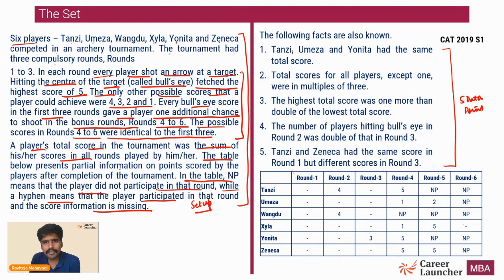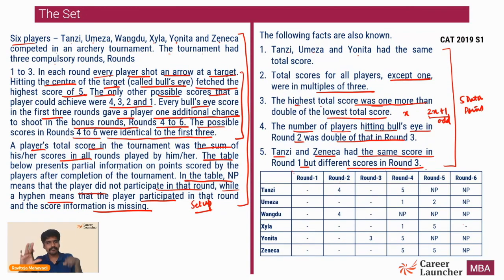And some additional facts are given. T, U and Y had the same total score. Total scores of all players except one were multiples of 3. The highest total score was one more than double the lowest total score. So if the lowest total score was X, the highest total score was 2X plus 1. So basically we can say the highest total score was an odd number. That is for sure. The number of players hitting bullseye in round 2 was double that of the people hitting it in round 3. T and Z had the same score in round 1 but different scores in round 3.